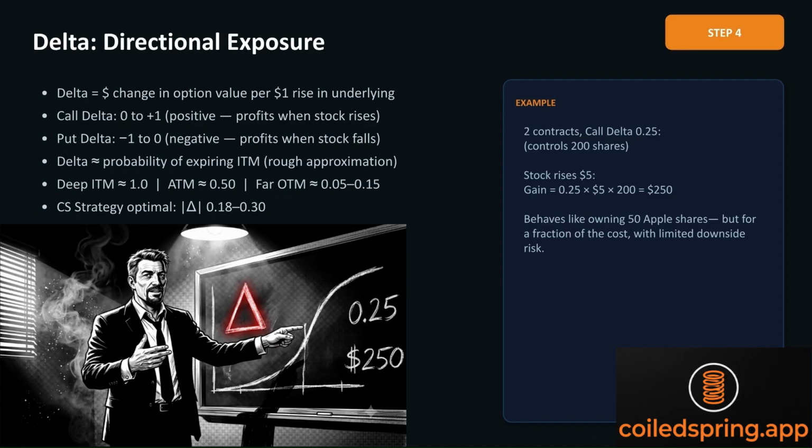An at the money option has a delta of approximately 0.50. It's exactly on the fence, equal probability of going either way. A $1 stock move gives you roughly 50 cents per share on the option.